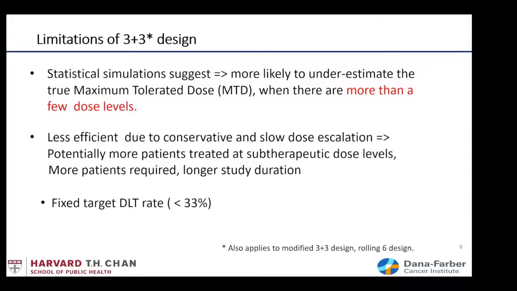longer study duration. But I have to point out that these limitations appear when there are more than a few dose levels. That's why I highlight them in red. When there are only a few dose levels, if you have only 2 or 3 dose levels, 3+3 is perfectly efficient compared with any other trials, and it's very easy to implement. So in that scenario, 3+3 is still your top choice.